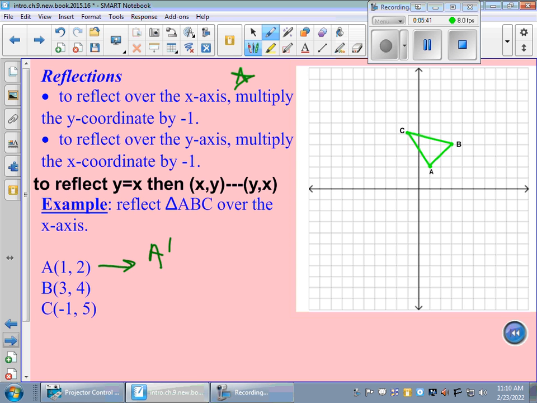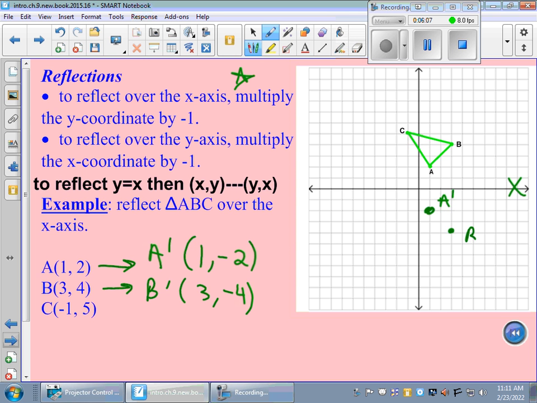We now have an a prime. X stays the same. This becomes 1, -2. So this is our a prime. You reflected this over the x-axis right here. So you're just flipping it over basically. For b prime, the x stays the same and your y becomes -4. So we have 3, -4.